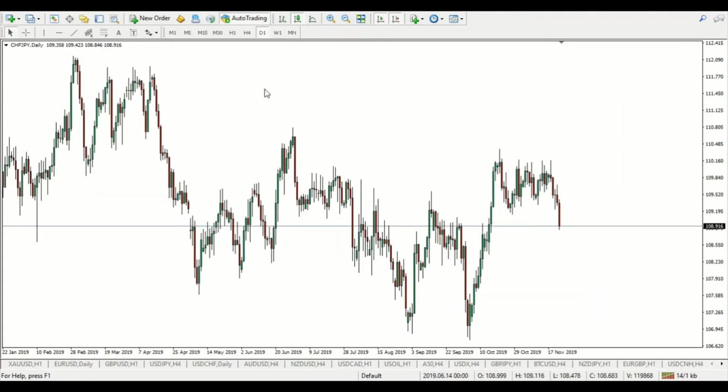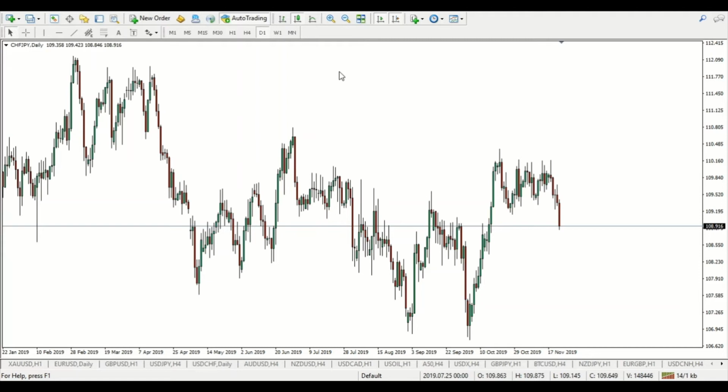Over here we have the chart of CHF JPY in its daily time frame. First of all, I would like to emphasize that I would suggest you use a larger time frame, either daily or weekly, to plot the resistance and support before moving on to an H1 or H4 chart. This is to provide more accurate resistance and support levels, because any indicators in a larger time frame would be more accurate compared to a smaller time frame.